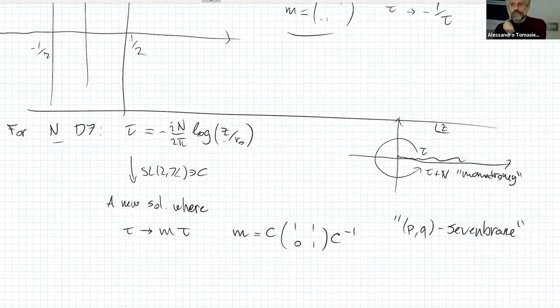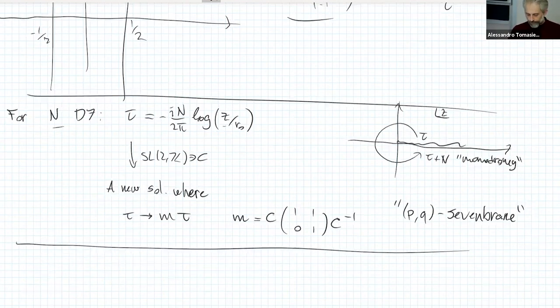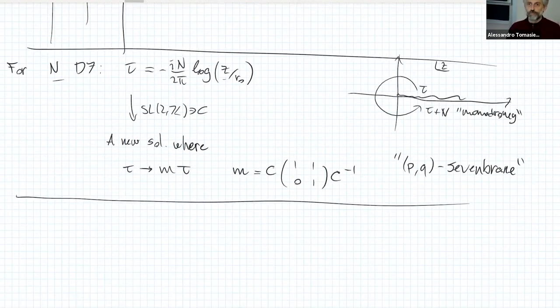Well, okay, so now it would be a bit lengthy to show you the techniques that can be used so that we overcome this obstacle of the fact that there are no holomorphic functions, by using the fact that tau can have monodromies. I'll just tell you that compact solutions can now be found.